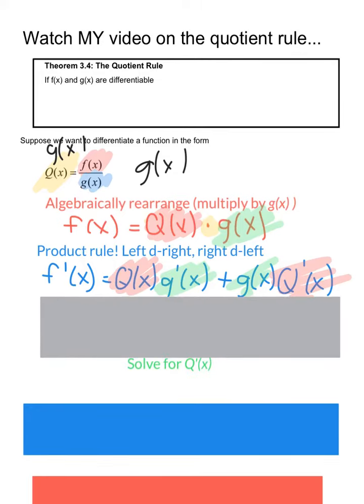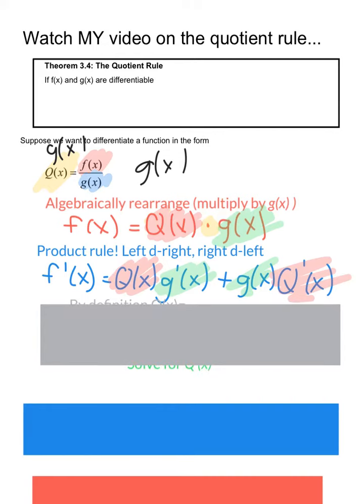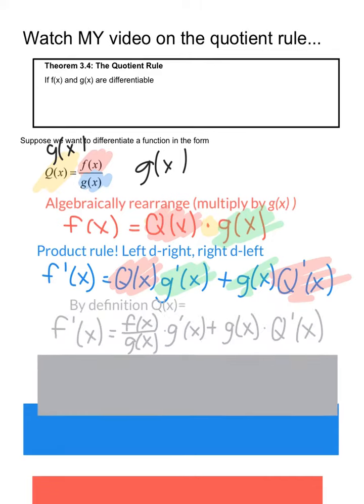Now I'm just going to replace q of x with what we defined it to be way up here. Again, this was our original definition of q of x, so I'm going to rewrite q of x. So I've replaced q of x wherever I see it with its original definition.